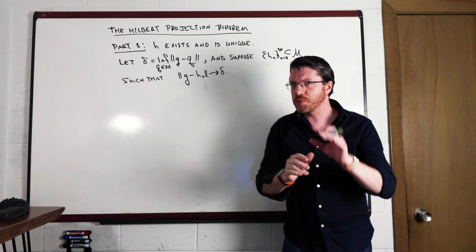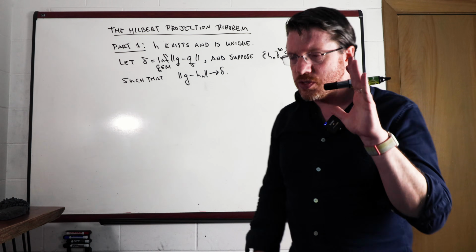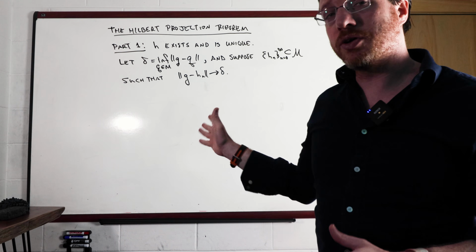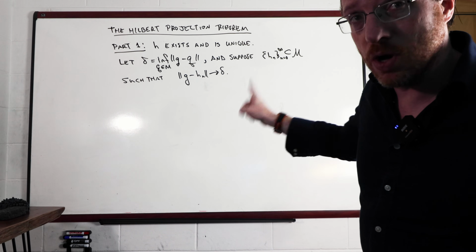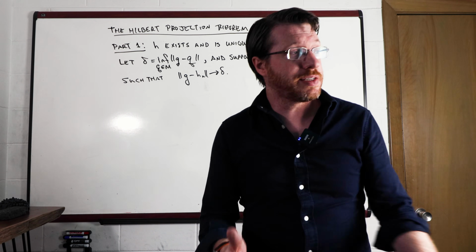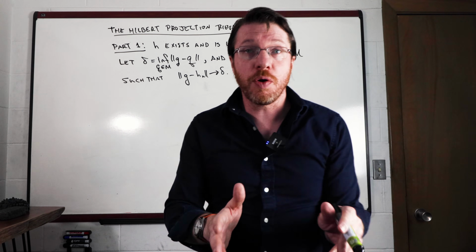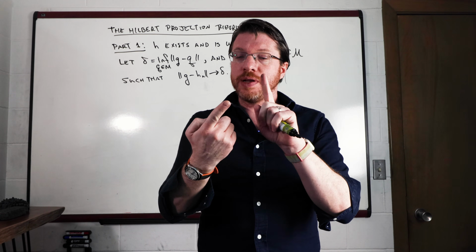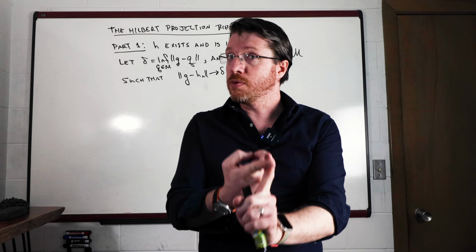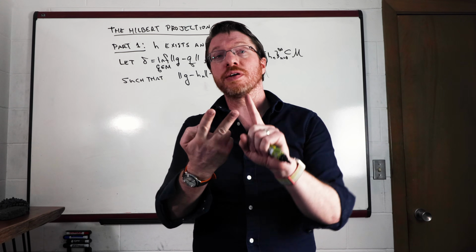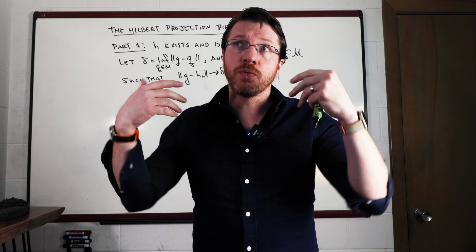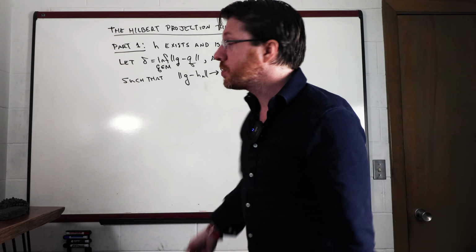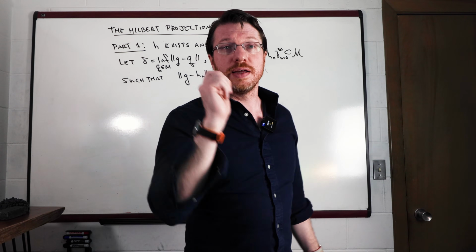But what we're going to do is take this and see if we can use the parallelogram law in order to show that this is actually a Cauchy sequence. And once we have that as a Cauchy sequence, then we know it's going to converge inside its Hilbert space because a Hilbert space is complete, and we know it converges inside of M because, well, M is closed. And so with those two things, it actually gets us the existence.